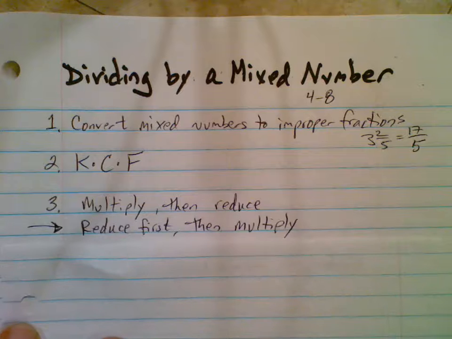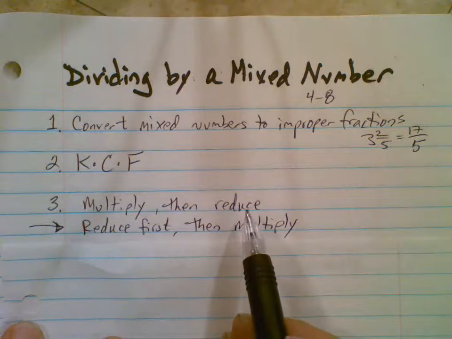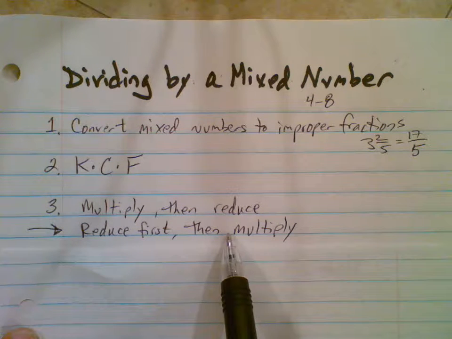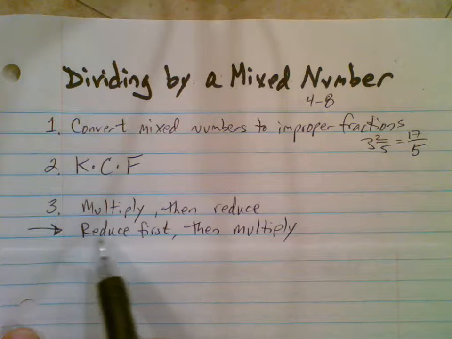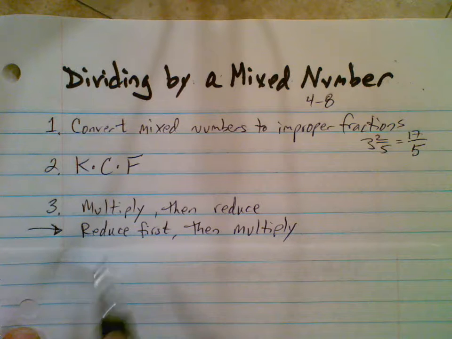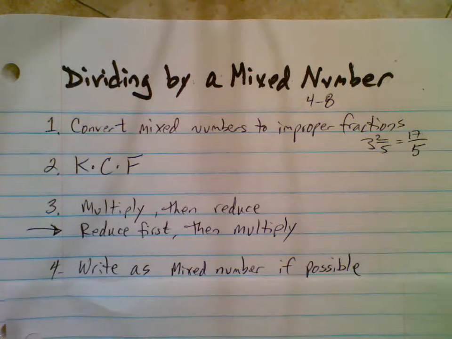Step 3, you have a choice here. You can go ahead and do the multiplication and then reduce whatever fraction is created, or you can reduce first and then multiply. I'm making the case for reducing first and multiplying because it always will leave you with smaller numbers to work with, as long as there's common factors you can cancel. And last, if you can write it as a mixed number, go ahead and do that. That's just for making it as clean and also to practice.